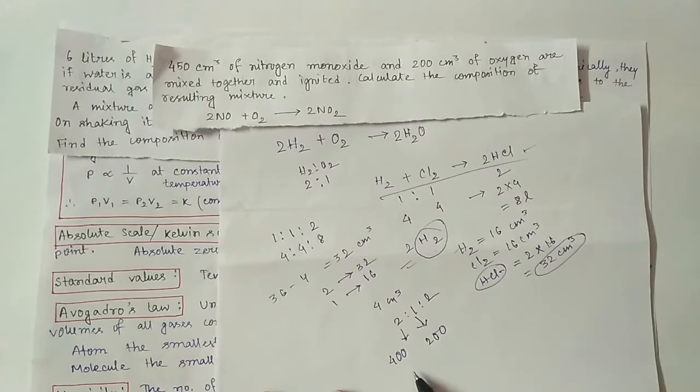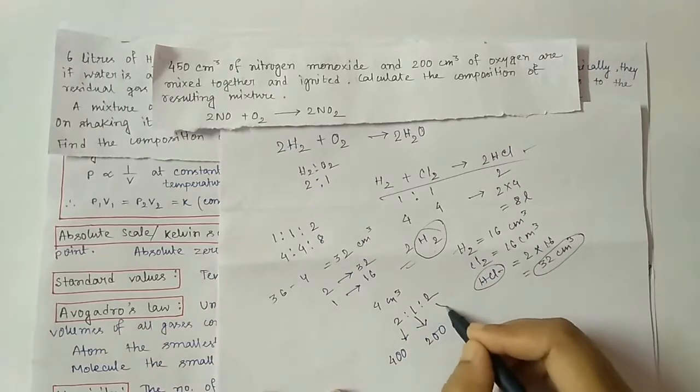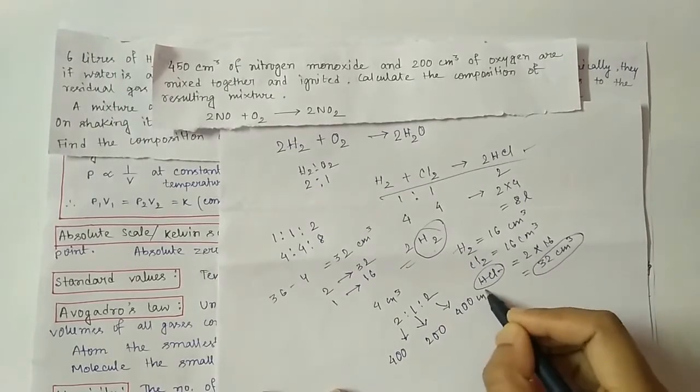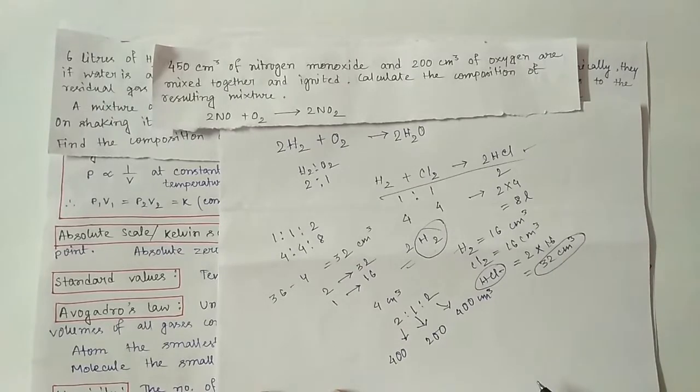It means that 400 cm³ of nitrogen monoxide will react with 200 cm³ of oxygen and thus produce 2 volumes of NO2. According to the ratio, it will be 400 cm³ of NO2, nitrogen dioxide gas.